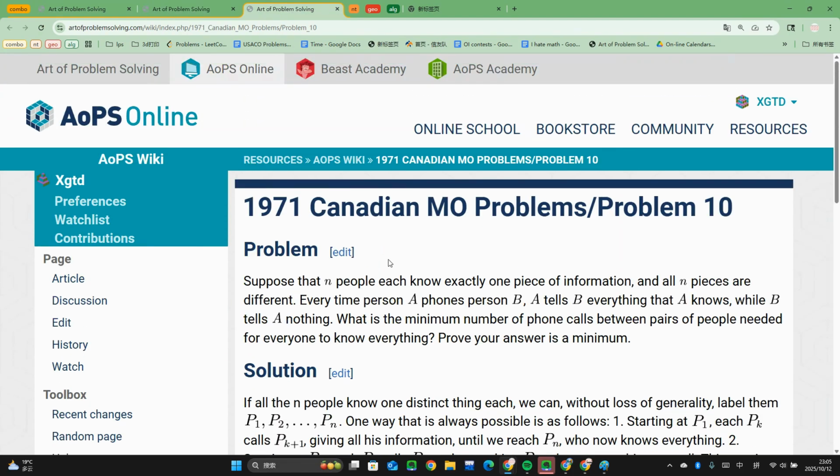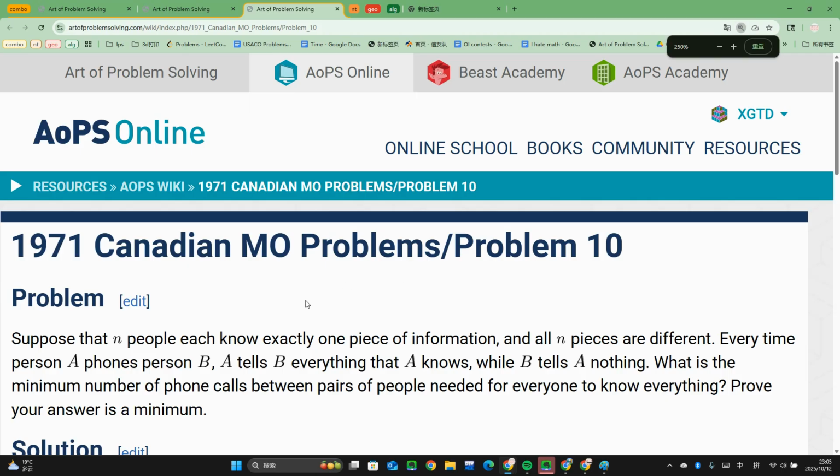And the second problem, I would say, is a little bit more interesting one. We have n people who each know exactly one piece of information, and all n pieces are different. Every time a person A calls a person B, A tells B everything that A knows, while B doesn't tell A anything. We're trying to find the minimum number of phone calls between pairs of people needed for everyone to know everything. And we have to prove that the answer is a minimum.